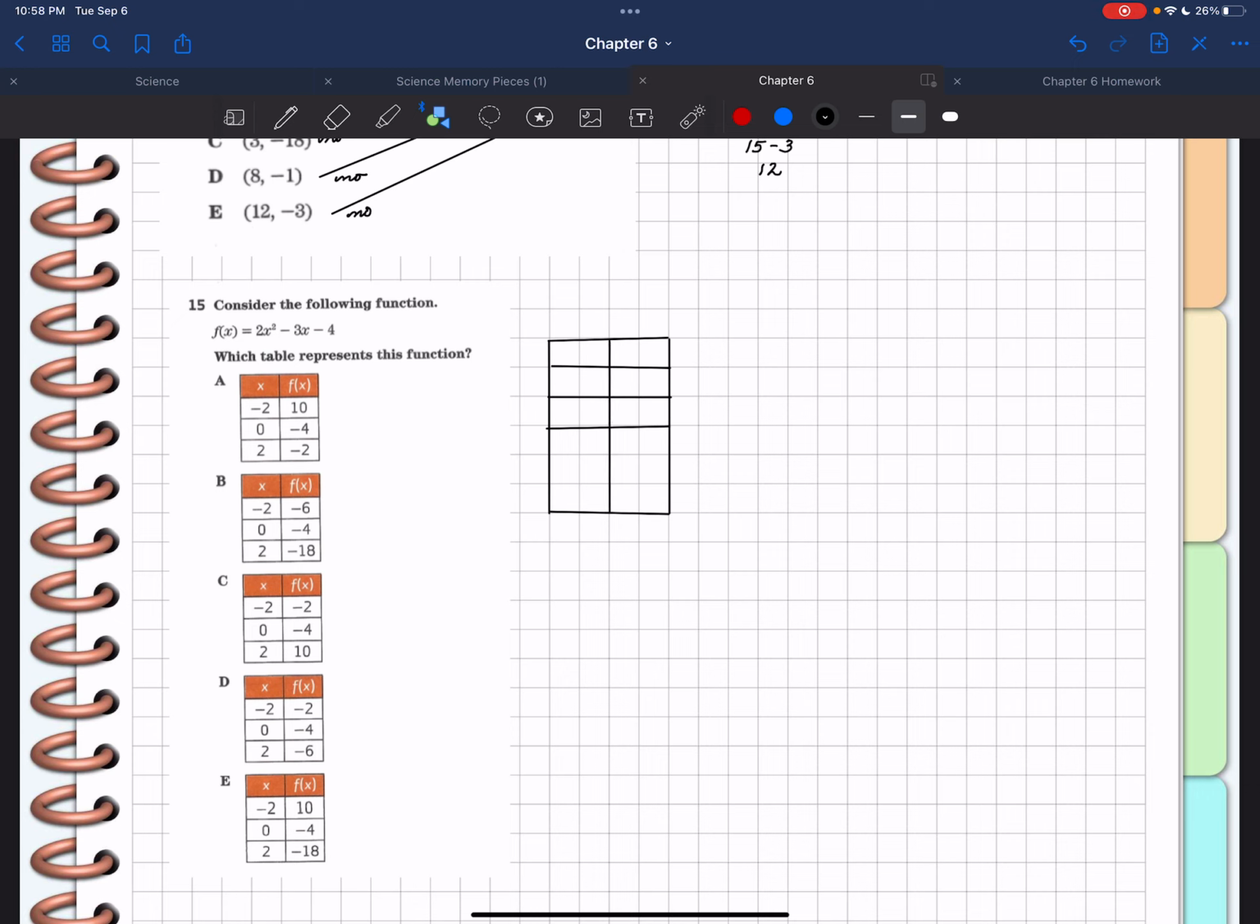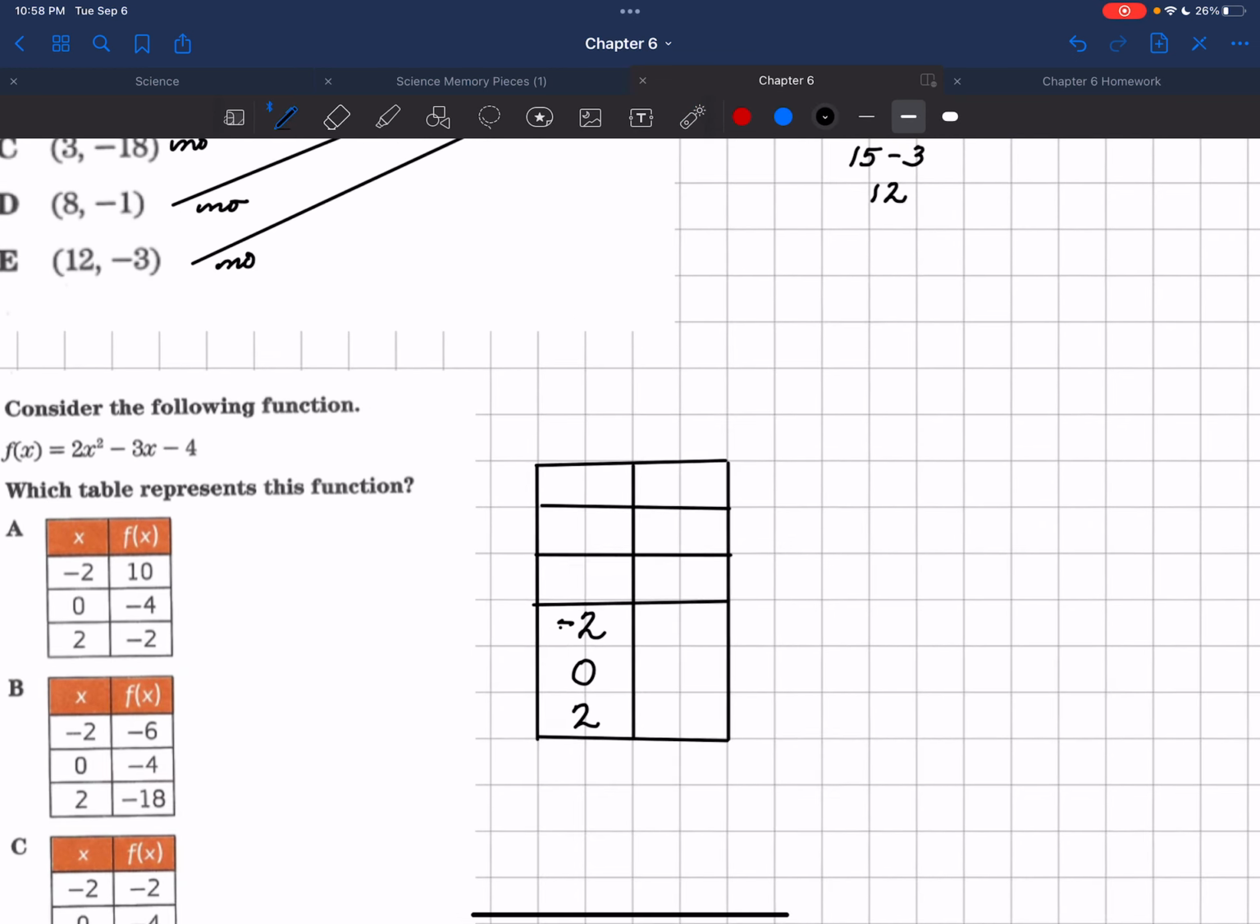So let's make a table using negative 2, 0, and 2. Those values right there are the same all the way down. So those are the values I want to use. All right, so here comes the label. We learned x and y, and then we learned x and f of x. Just as review, this is the domain, and this is the range. And the function in question is a quadratic.